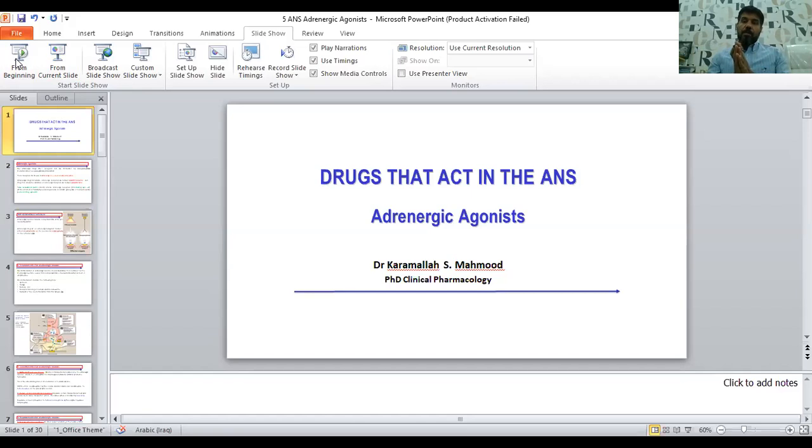Now we are talking about the last part of the drugs acting on autonomic nervous system, which is adrenergic drugs. And as you know, adrenergic drugs can be divided into 2 main divisions: adrenergic agonist and adrenergic antagonist. So in the cholinergic drugs, we have 2 divisions, agonist and antagonist, and here also we have 2 divisions, adrenergic agonist and adrenergic antagonist.